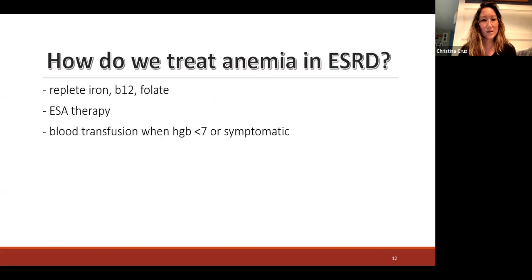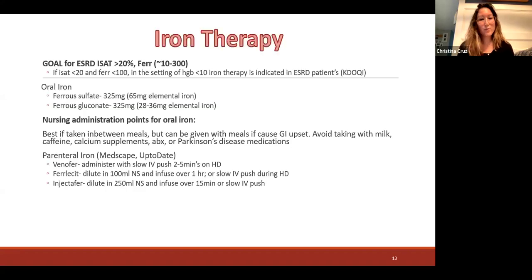So how do we treat anemia in ESRD? We replete deficiencies when they arise, including iron, B12, and folate. We start ESA therapy when indicated, and we transfuse with packed red cells when the hemoglobin is less than 7 or symptomatic. So that brings us to iron therapy. So the goal for ESRD is an iron sat of greater than 20% and ferritin about 10 to 300. If the iron saturation is less than 20 and the ferritin is less than 100 in the setting of a hemoglobin less than 10, then iron therapy is indicated in ESRD patients, and that's per a KDOQI guideline.